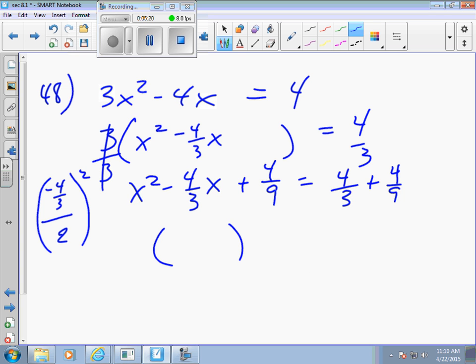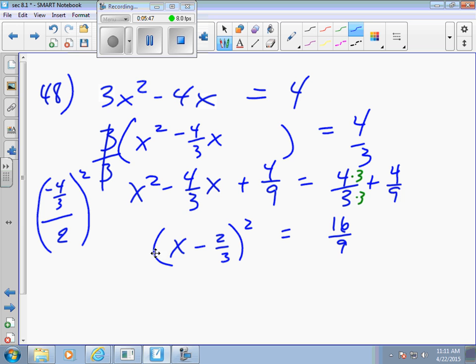Now I'm going to write my perfect square trinomial, because we've completed the square. It has to be a perfect square trinomial now. So I'm going to take the square root of the first term, square root of the last term, sign in front of the middle term, and that's going to be equal to, let's get a common denominator over here, times 3 to get my common denominator, and 12 plus 4 is 16/9.